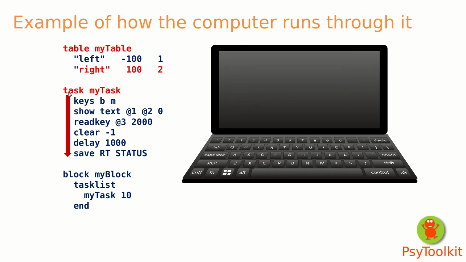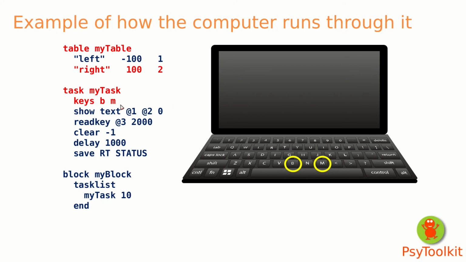The next thing is then it goes down. There will be 6 different instructions, and the first one is keys B, M, and that just then the computer knows, okay, there are only 2 keys that I should monitor. The B or the M will be pressed. All other keys are irrelevant. The computer is going to ignore those.